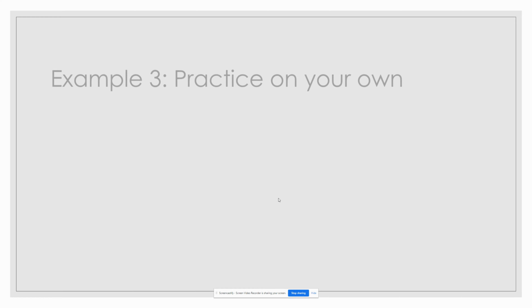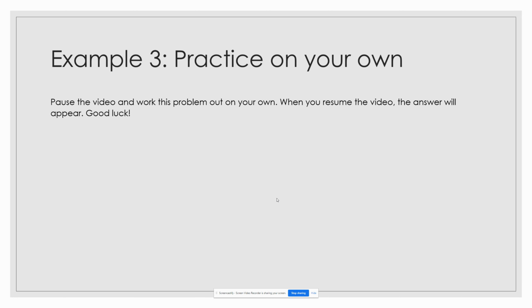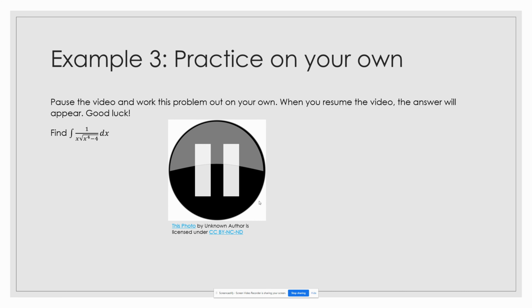So let's give you a practice to do on your own. Just like the previous one, pause the video and work this problem out on your own. When you resume the video, the answer will appear. I'm not going to work out the answer for this, but if you have a question on it, then please write it down, and during our Q&A, we will answer it. So go ahead and pause the video here and work this out.